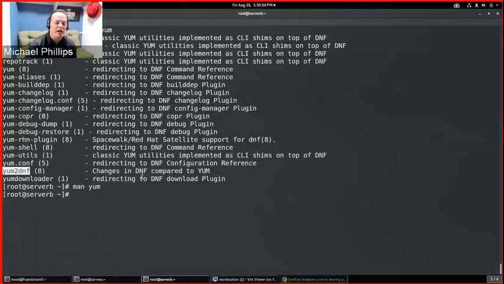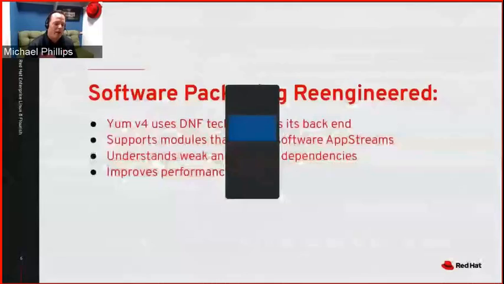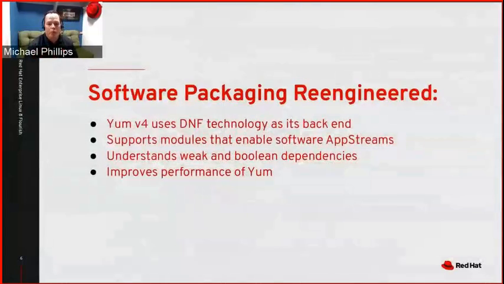Yum to DNF. So what are some changes, some upgrades that DNF has that regular Yum did not have? It's going to be seamless for you because in RHEL 8, it is using DNF, so Yum's pointing to DNF. But if you're coming from Red Hat Enterprise Linux 7, that would be interesting. So some of the benefits with this new version of Yum: we have the ability to have modules. So modules get supported. It says that it enables software app streams.